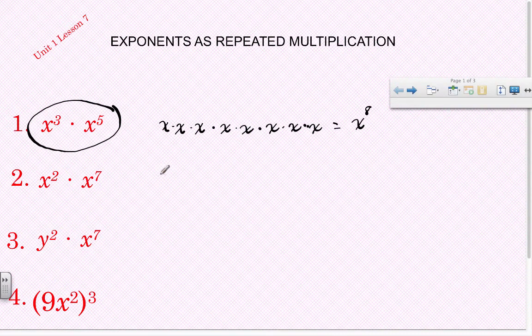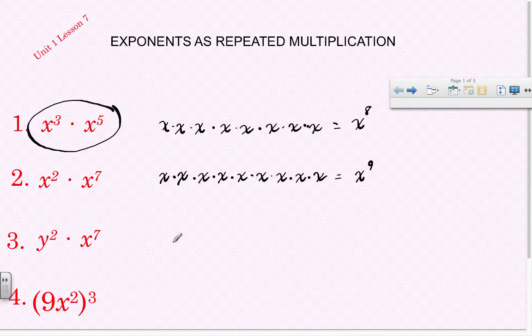For the second one, I'm going to do the same thing. X times x is x squared. Now I have x to the seventh. Okay, so that's 1, 2, 3, 4, 5, 6, 7. All right, so I have all this repeated multiplication. If I count up, 1, 2, 3, 4, 5, 6, 7, 8, 9.